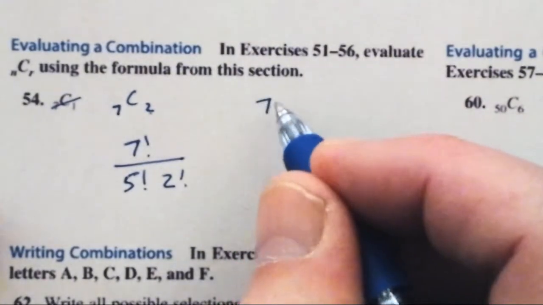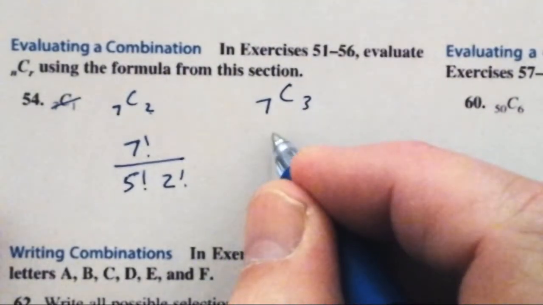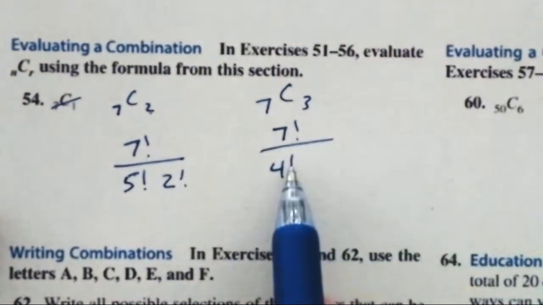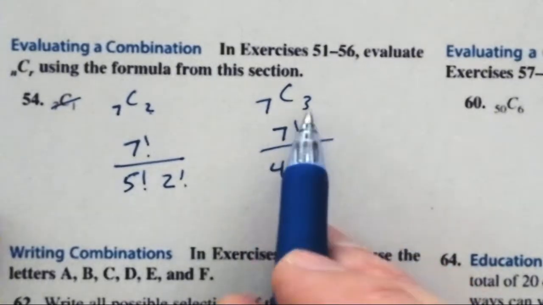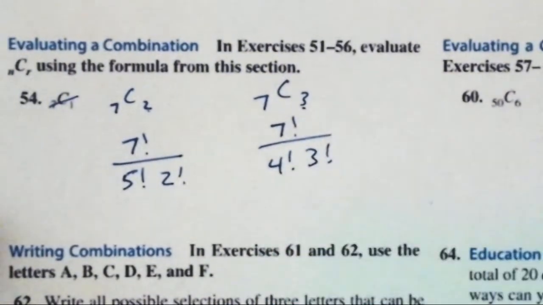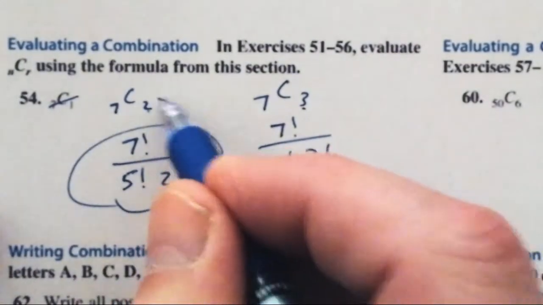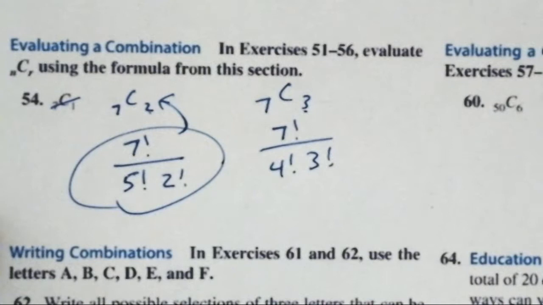So if this was 7C3, it would be 7 factorial over 4 factorial. That's our permutations that have the orders counted in. I don't want to count the orders. How many ways can I rearrange the selection of 3 factorial? So anyway, this would be our solution to that one. And we can go to calculator on that.